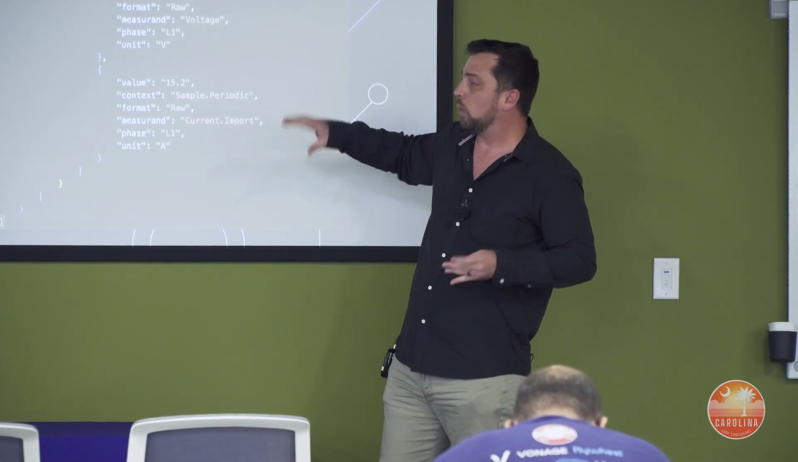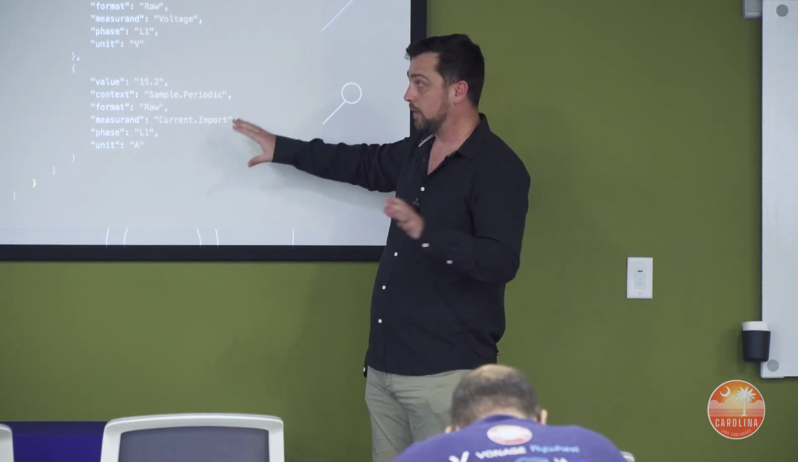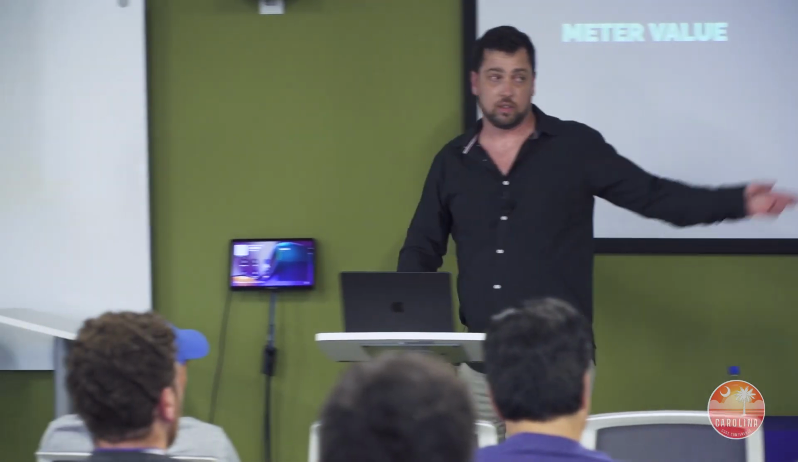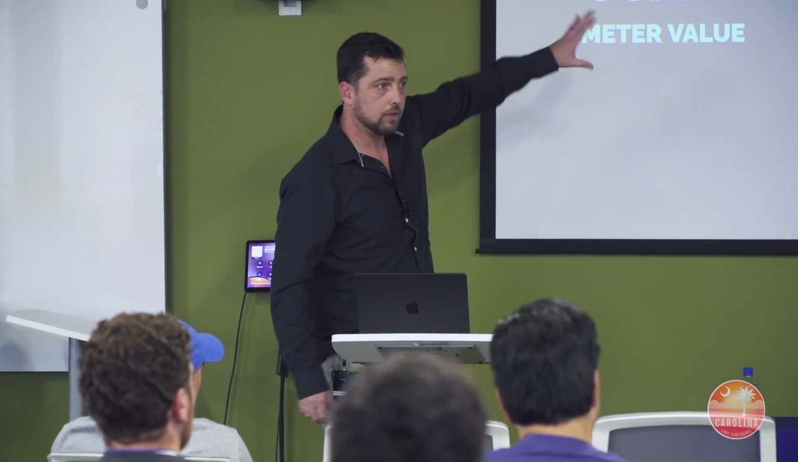This is saying, okay, regardless of what you offered the charger in terms of amperage, it imported 15.2, which is a little lower than I would expect. You would expect closer to 48, depending on the use case. But again, sample data from AI. This is not real data.